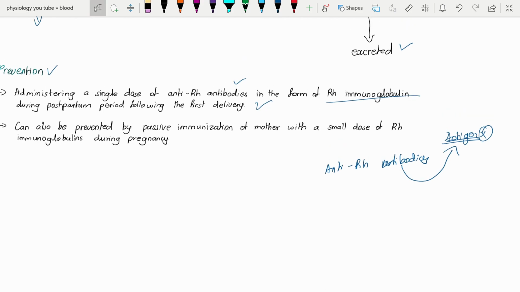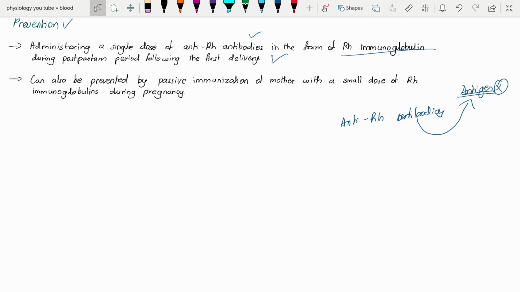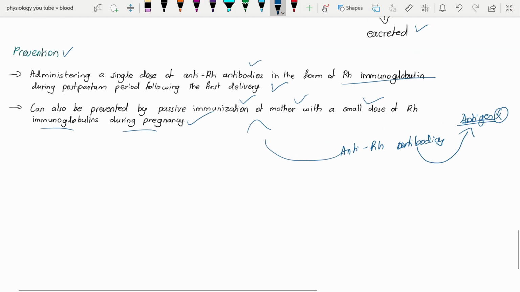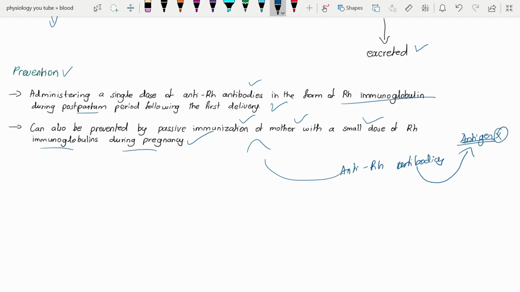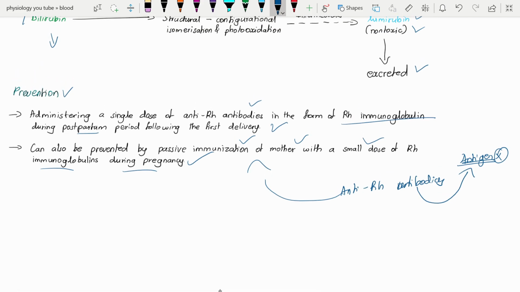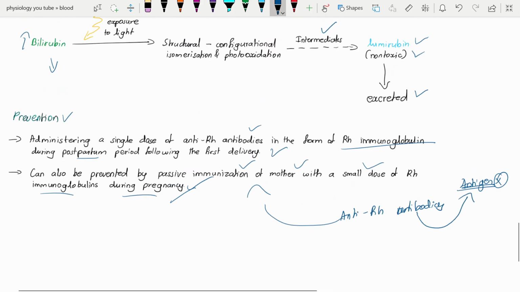So this will be helpful, and it can also be prevented by passive immunization of the mother with a small dose of Rh immunoglobulins during pregnancy. And this is again the same method. Here we are giving it after delivery, the postpartum, and here we are giving it during pregnancy.